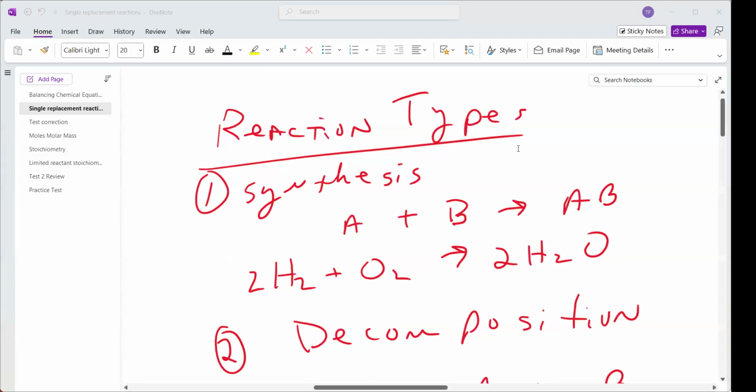Synthesis: A plus B gives you AB. In other words, you're putting stuff together, synthesizing. And when you get to 2B or to your OChem STEM class, you're going to be doing lots of synthesis, basically making stuff. An example is how you make water. You can make water a number of different ways. One way is taking hydrogen and oxygen, putting them together, and they make water with a lot of energy being given off.